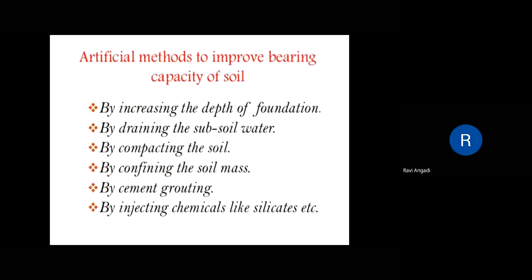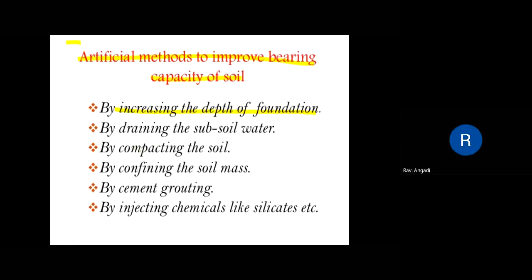Then coming to the artificial methods of improving the bearing capacity. What are the artificial methods? Some soils have high bearing capacity, but some soils are very weak to take the load. Wherever you get very weak soil, you need to improve the bearing capacity of the soil. How can you improve it? Just by increasing the depth of the foundations. You have to go deep till you reach the hard strata, and by that method you can increase the bearing capacity of the soil.